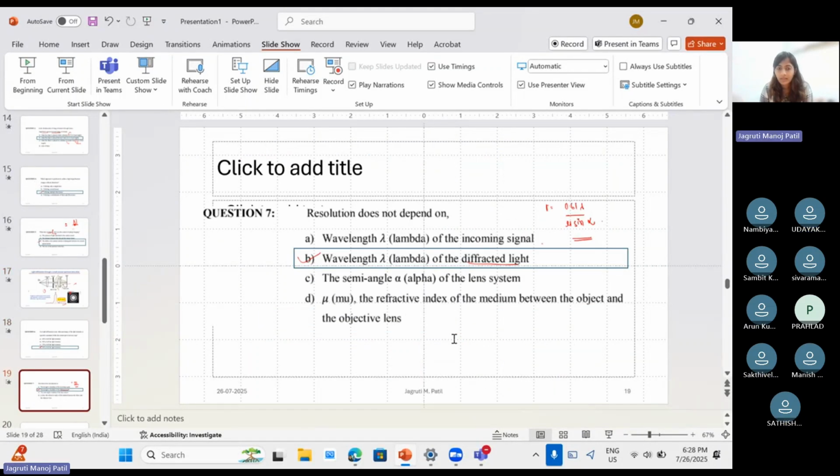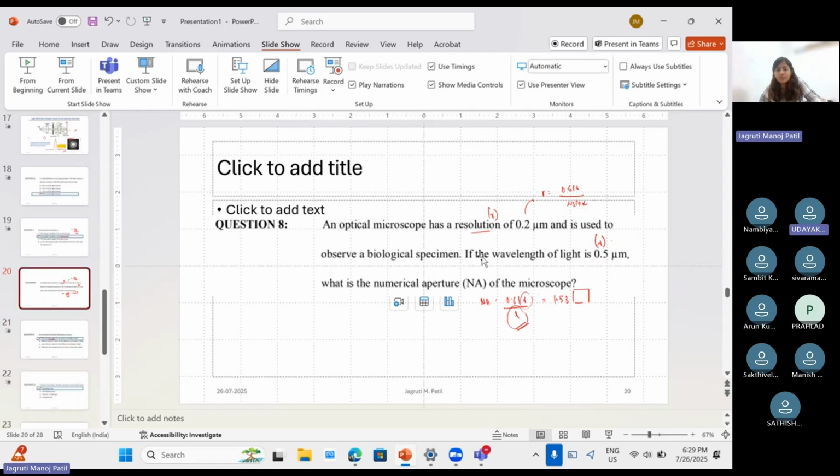Then resolution won't depend on diffraction, if you see through the formula. Diffraction is something which happens after your light has passed through the lens, right? So resolution here is of the system. The system's resolution will depend on the signal from your source, the angle at which your system is trying to converge or focus it, and the refractive index of the medium of the lens through which it is going. But it won't depend on the diffracted light, right? Then this was a numerical example where we wanted to calculate the numerical aperture. If you know the formula for it, you'll be able to compute it.